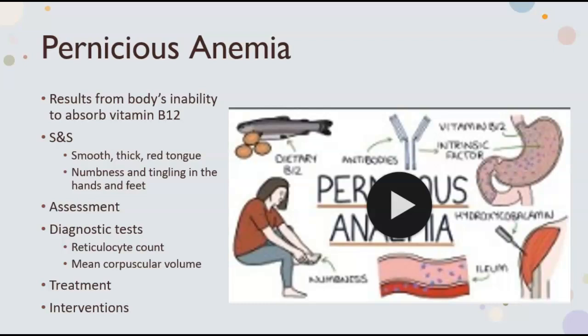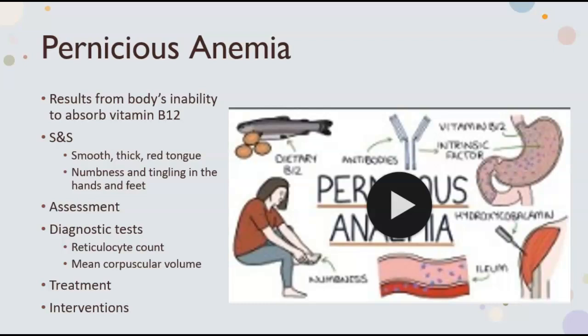You want it high in protein, vitamins, and minerals. So make sure they're eating red meat, dairy products, and eggs. Those all have high levels of vitamin B12 in them. These patients are going to be more sensitive to cold, so make sure you're giving them warm blankets and keeping the room warm, preventing chilling.